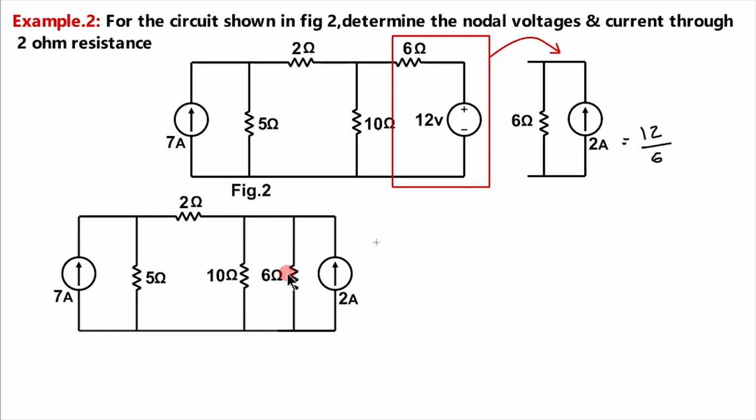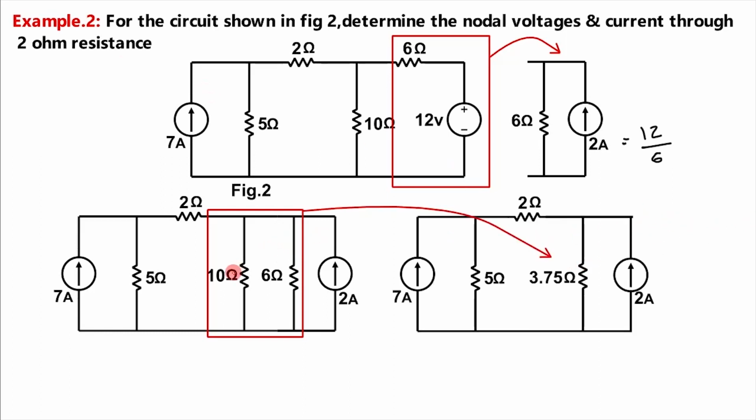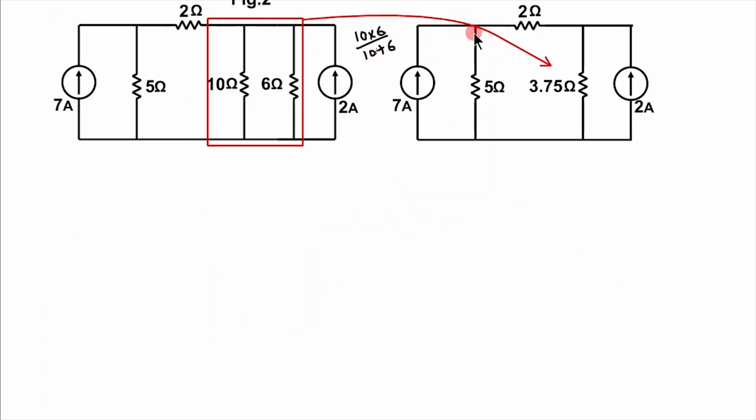Here these two resistances are in parallel, which can be written as a single resistance, and the circuit can again be redrawn like this, because this 10 ohm and 6 ohm in parallel becomes the product of these resistances divided by the sum of these resistances, that is 10 into 6 divided by 10 plus 6, which gives 3.75 ohm. Now we will find the voltages and current through this 2 ohm using nodal analysis.